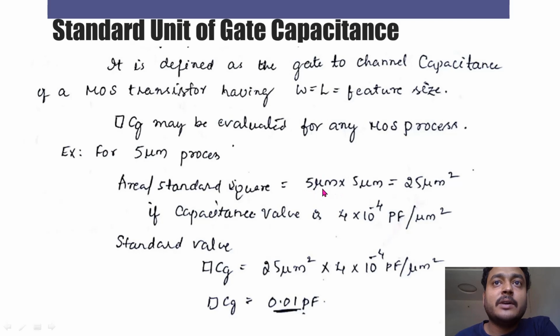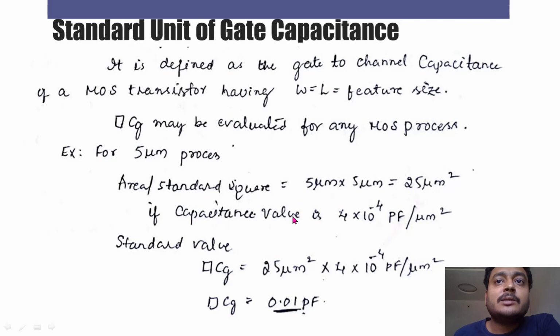Why 5 micrometer into 5 micrometer? Because the length of the channel is minimum. What is the minimum length of the channel? It will be 2 lambda. What is lambda? Lambda is equal to feature size by 2, which I already discussed. So feature size is 5 micrometer divided by 2, which is 2.5 micrometer. Again 2 lambda means 2 into 2.5 micrometer, which comes to 5 micrometer. So length will be 5 micrometer, width will be 5 micrometer, and the total gate to channel area is 25 micrometer square.